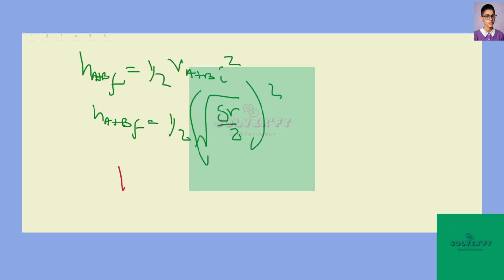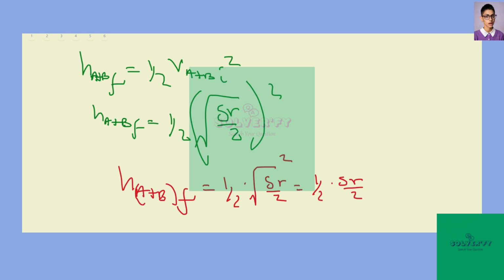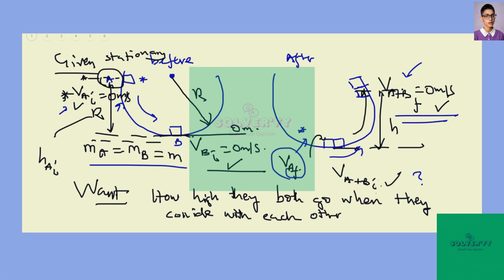So that final height of A and B, when it stops, is simply 1/2 times the radical gr/2 squared, which is the same as 1/2 times gr/2, because the square gets rid of the radical, and so our final height is gr/4. So a lot of variables involved in this problem.